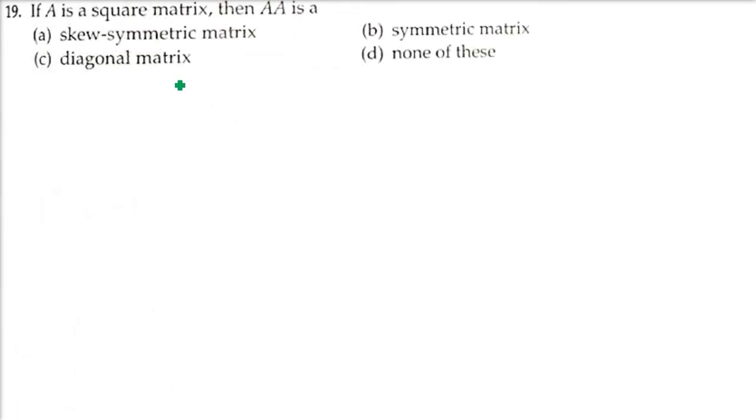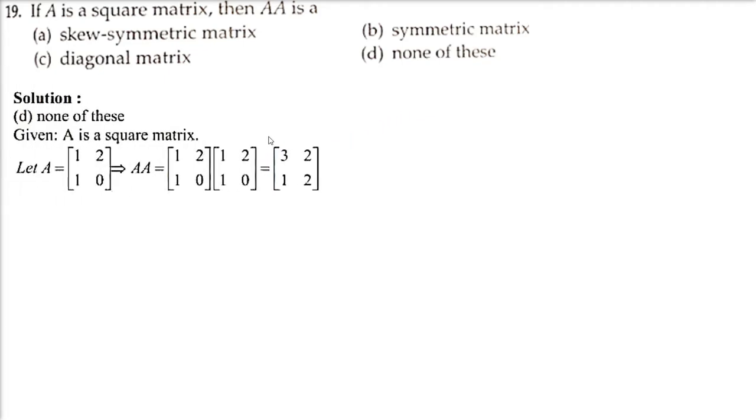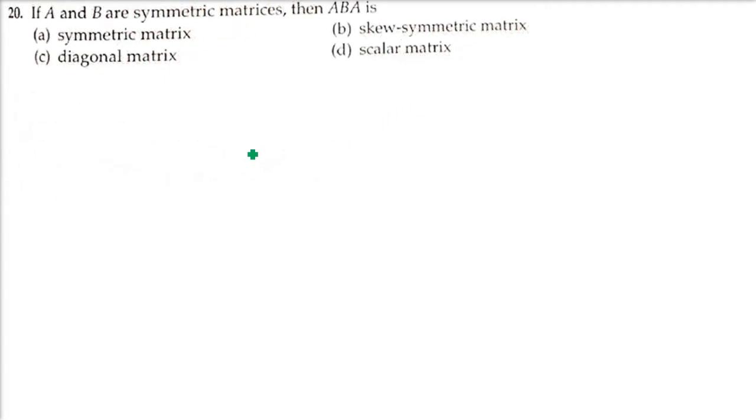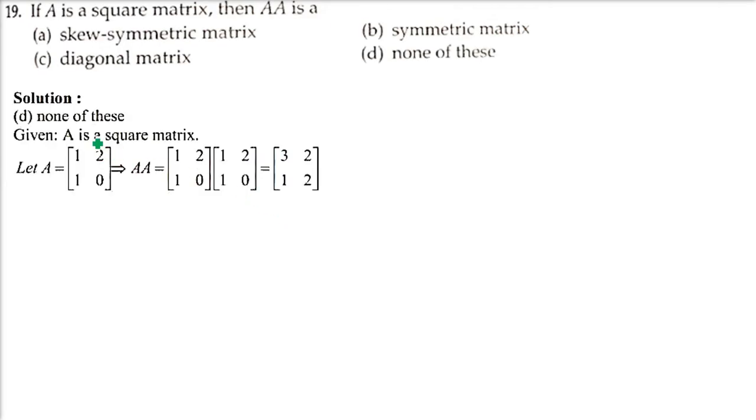If A is a square matrix, then A into A is a... See, A is a square matrix. A can be anything. We don't know. If you take any matrix, say 1, 2, 1, 0, or any matrix, you cannot tell anything. It can be skew, it can be symmetric, it can be diagonal, it can be any of these. So by just saying that A is a square matrix, A dot A is what? You cannot tell, so you have to answer as none of these.